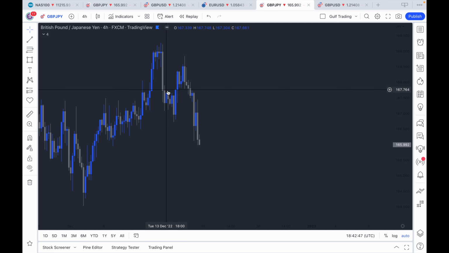But the main concepts we're going to be using in this kind of strategy, if that's what you want to call it, are going to be imbalance, liquidity, and order blocks. Mainly imbalance and order blocks. But liquidity is always a nice confirmation when looking at order blocks.